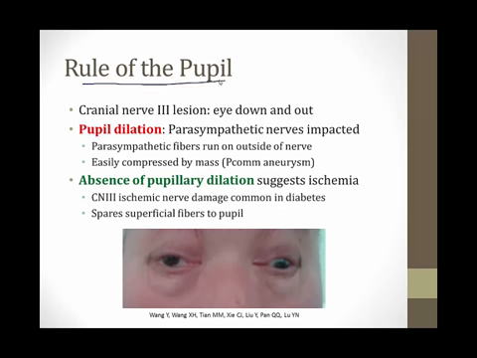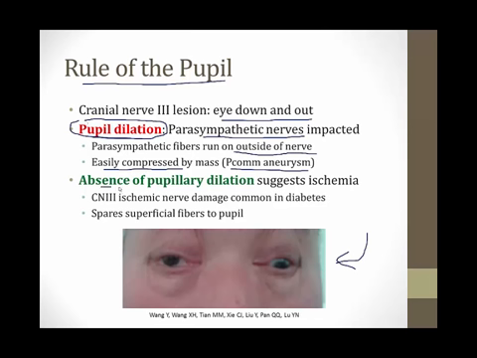So patients with a cranial nerve 3 lesion will have an eye that is down and out, as shown in this picture on the screen. If the pupil is dilated, this means the parasympathetic nerves that travel with cranial nerve 3 are impacted. These fibers run on the outside of cranial nerve 3, and therefore they are easily compressed by a mass, especially a posterior communicating aneurysm. For this reason, if the pupil is dilated, you must consider that the patient may have an aneurysm, and that patient often needs imaging of the brain.